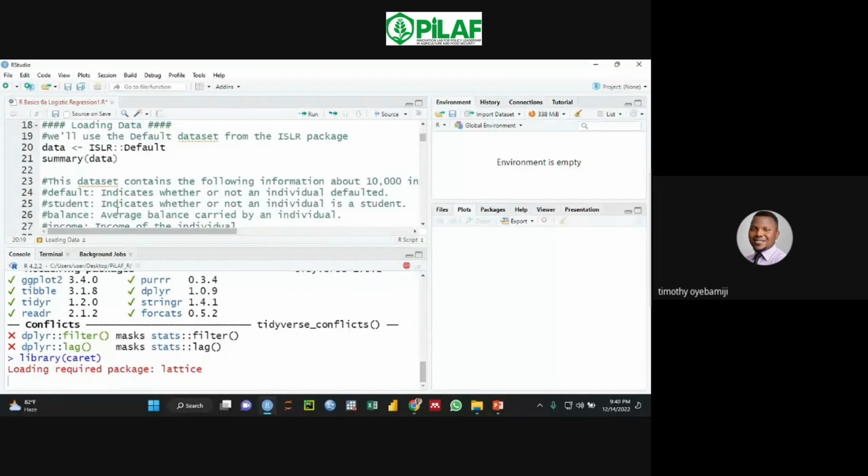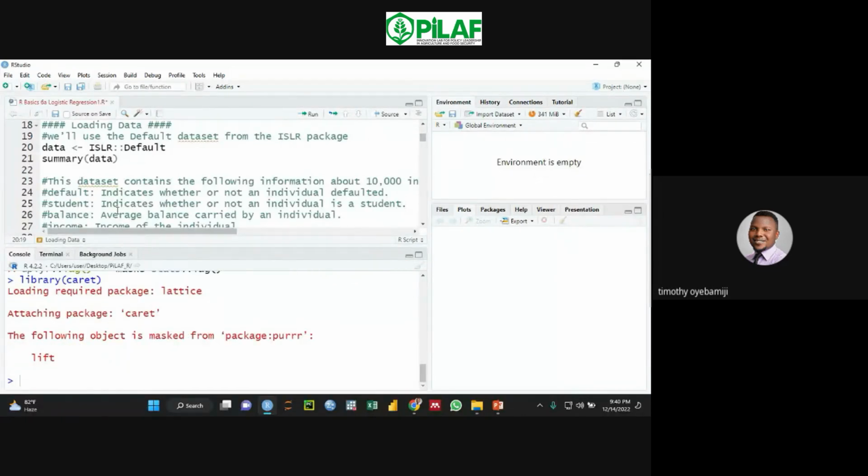All right. So the first column there is default, and it indicates whether or not an individual defaults. It says yes if the person has defaulted, and no if the person has not. Okay, so my caret has finished installing. So I'm going to load both of them together.